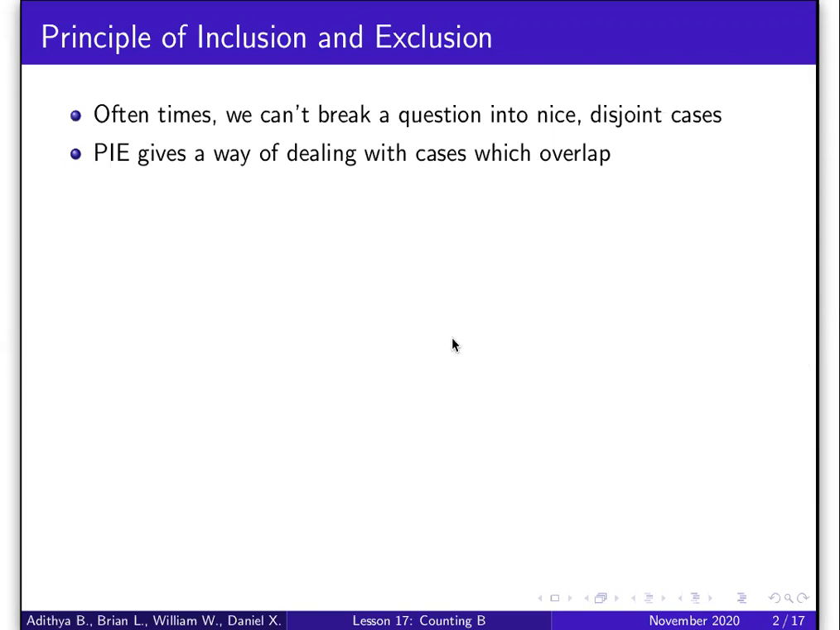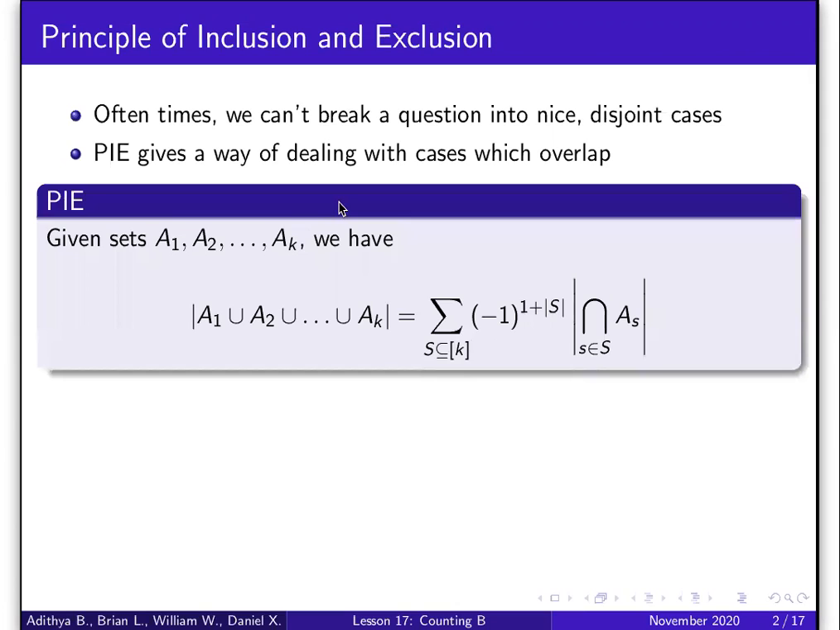So let's formalize this notion. I'm sure many of you have already seen some variant of PIE before. So here it is in its most common variant. Given some sets, A1, A2, all the way to AK, we have that the magnitude of the union of all of them is equal to the sum over all subsets of these sets. And we sum over the magnitudes of their intersections multiplied by a sign depending on the parity of the size of the intersection.